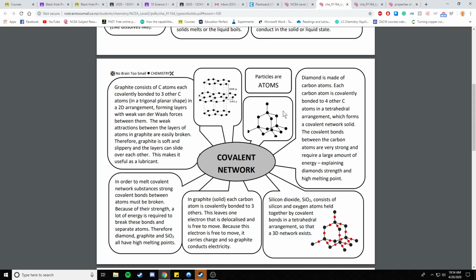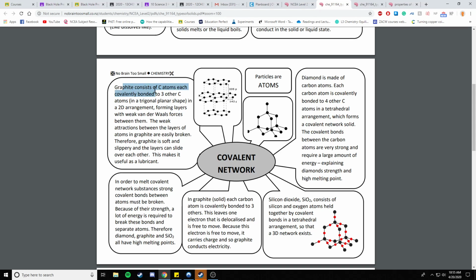We'll learn more about tetrahedral arrangements next week, which form a covalent network solid. Covalent bonds between the carbon atoms are very strong and require a large amount of energy in the form of heat to break, meaning diamond has a high melting point. We looked at graphite, which is this, and these are sheets of graphene. Each sheet is graphene, the whole structure is graphite.